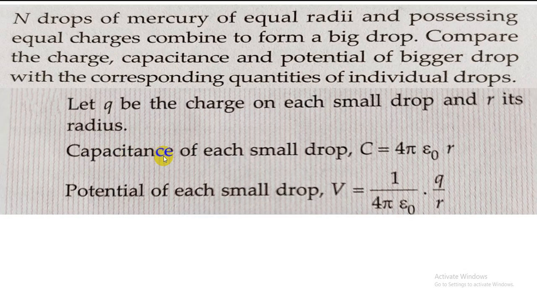Now first of all, let Q be the charge on each small drop and R the radius of the small drops. So the capacitance of each small drop will be written as 4 pi epsilon naught into R, as we have already derived this relation. So the potential will be V is equal to 1 by 4 pi epsilon naught, Q by R.